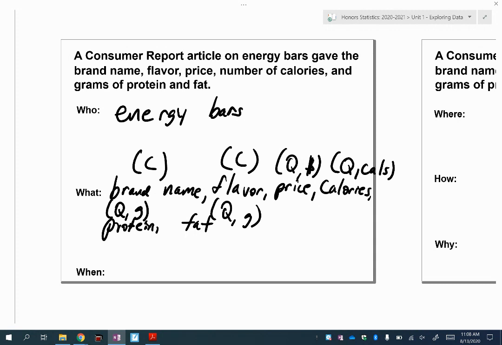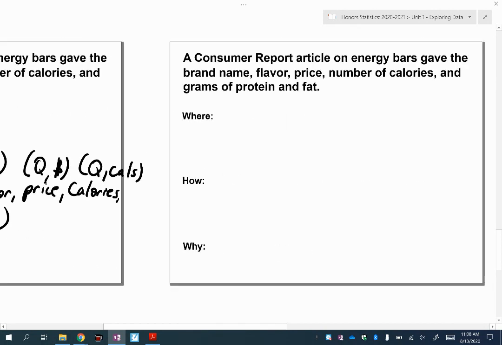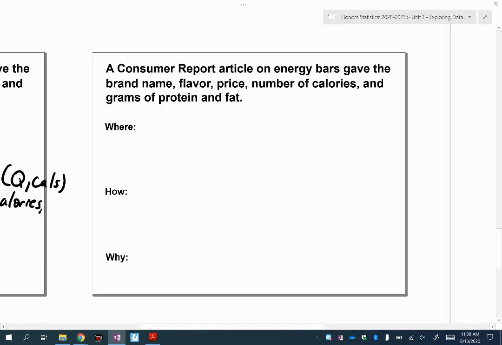I don't know when they would have done this, but I'm just going to put not listed because I really don't have an educated guess on when they would write this article. For the where, again, I don't really have much information to go off. I'm just going to say United States just to keep it like instead of writing not listed again, but you could write not listed.